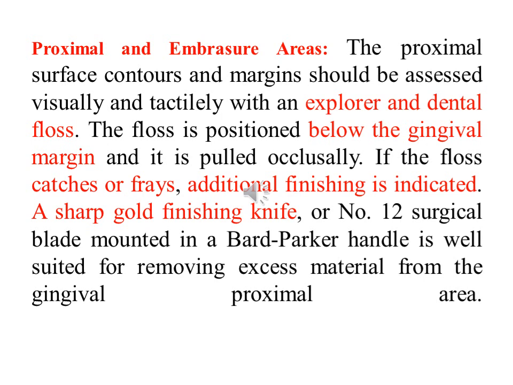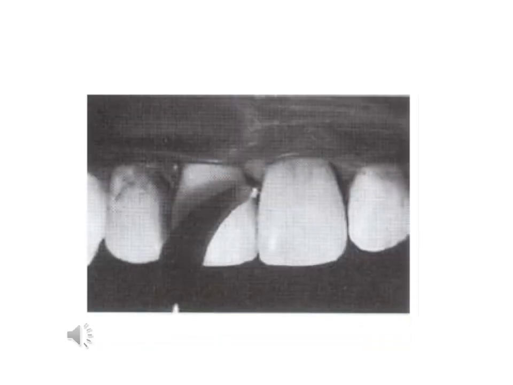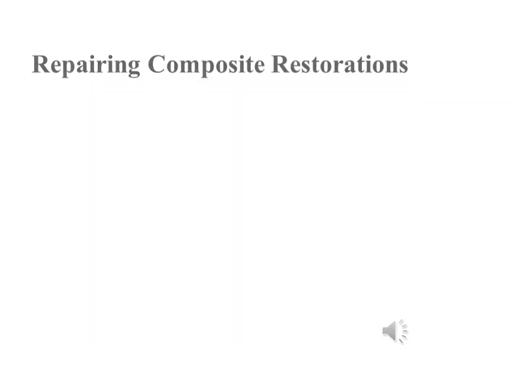A sharp gold finishing knife or a number 12 surgical blade mounted in a Bard-Parker handle is well suited for removing excess material from the gingival proximal area. Here, as we see in this picture, we removed the excess and finished the contact area or the embrasure area of the restoration with a special type of instrument.